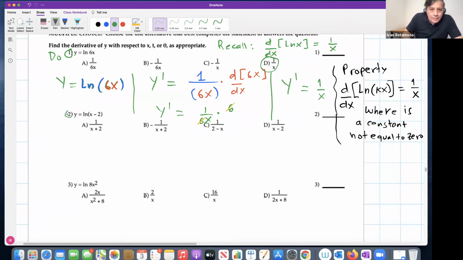Try this one, number 2, y equals natural log of x minus 2. Let's try this. Figure out its derivative, right? And the hint, again, is that this should be considered to be your outside function. And this you should consider to be your inside function.